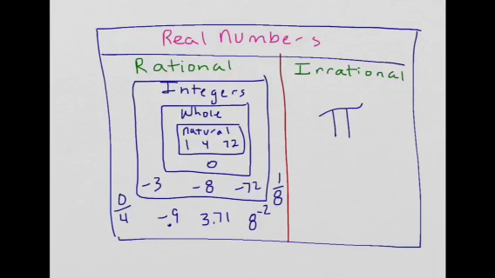Now, within rational numbers, we have a group that are called integers. So the integers would be numbers like -3, -8, -72, 0, 1, 4, 72. Integers will not include fractions and will not include decimals. Within the integers is another group called whole numbers. When we're talking about whole numbers, you have only positive numbers starting with 0. Within that group is a group of natural numbers, and that's all positive numbers, not including 0.